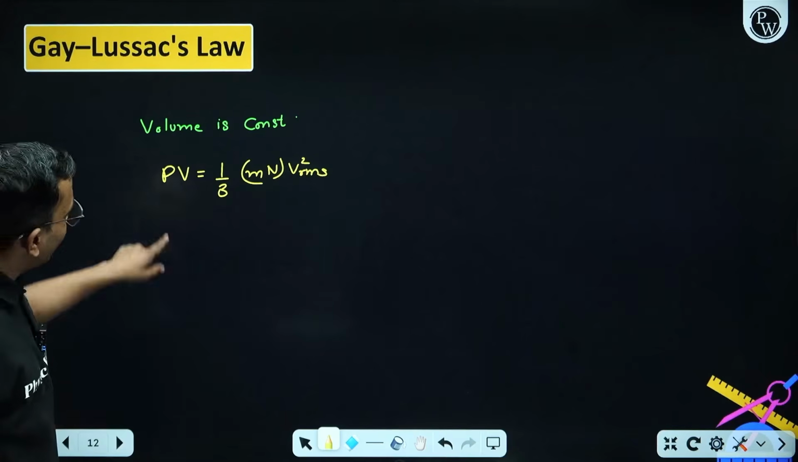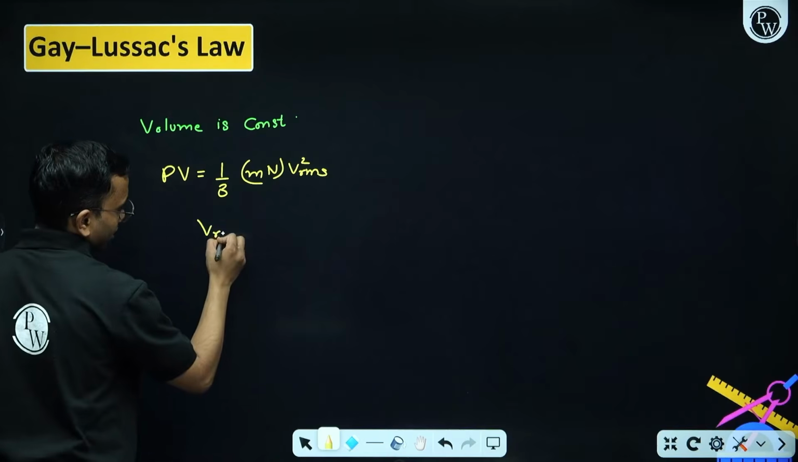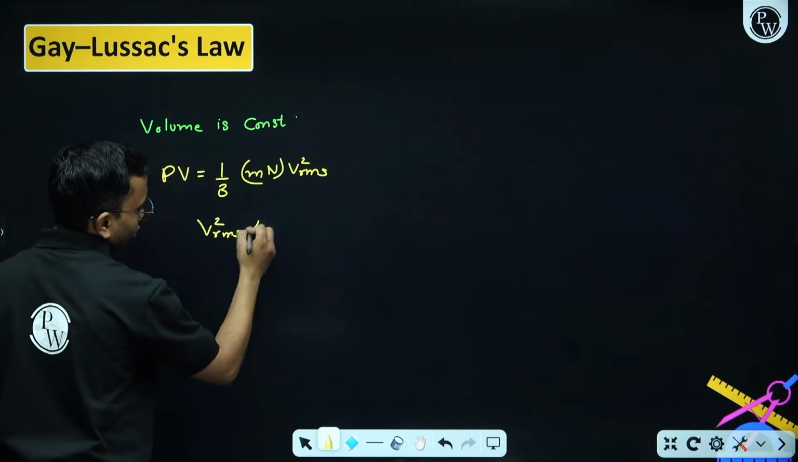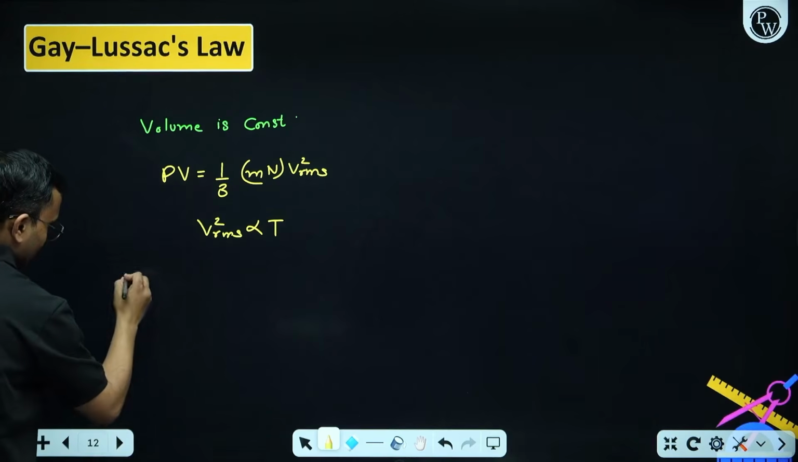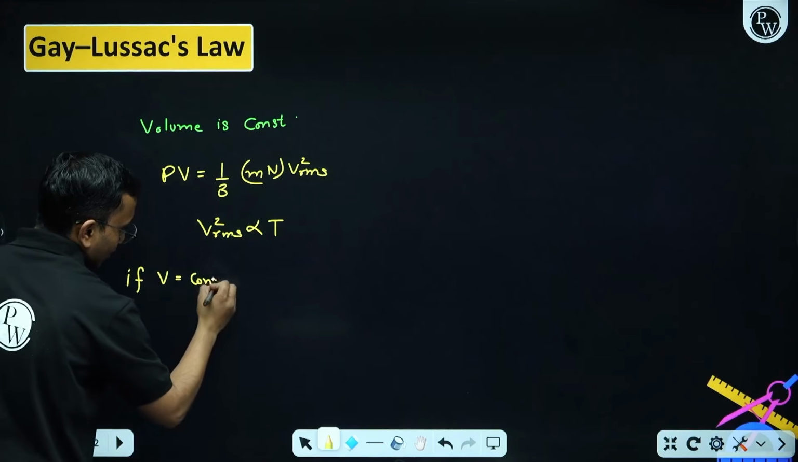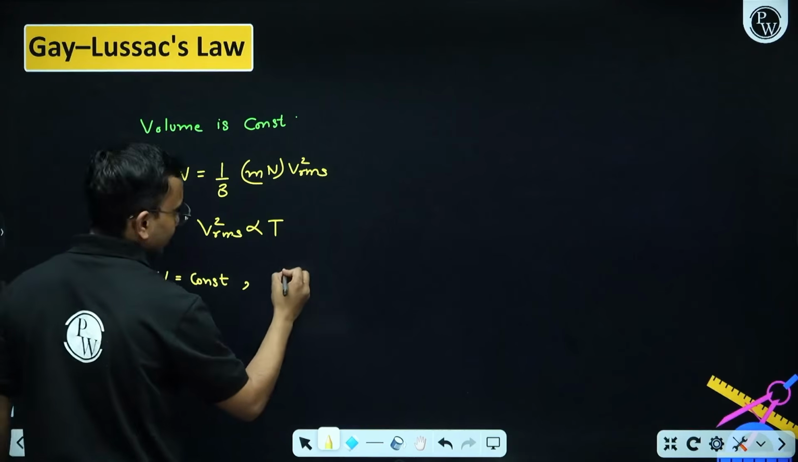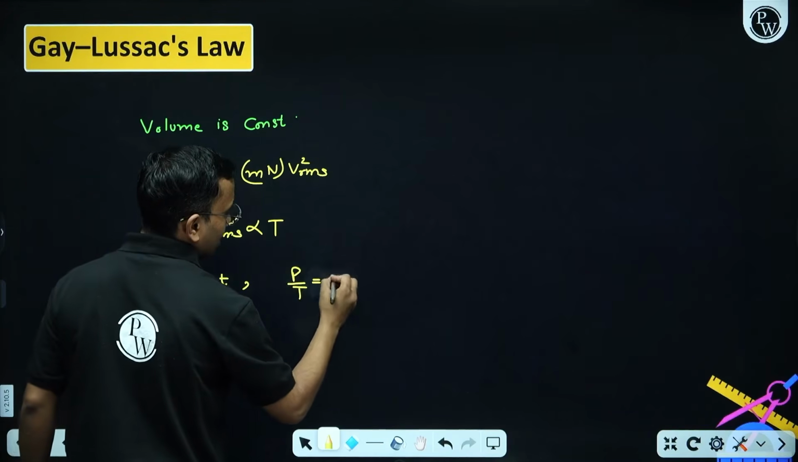Now here, if volume is constant, and we know that V RMS square is proportional to temperature, so P by T will remain constant. So if volume is constant, then what will be constant? P by T will be my constant.